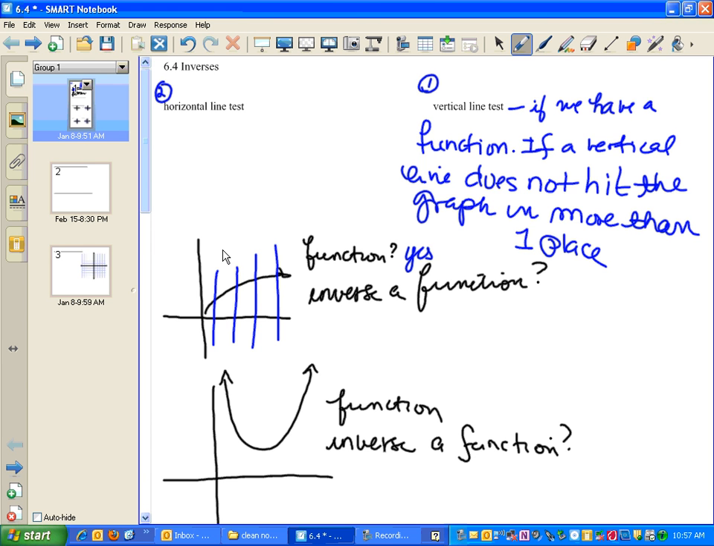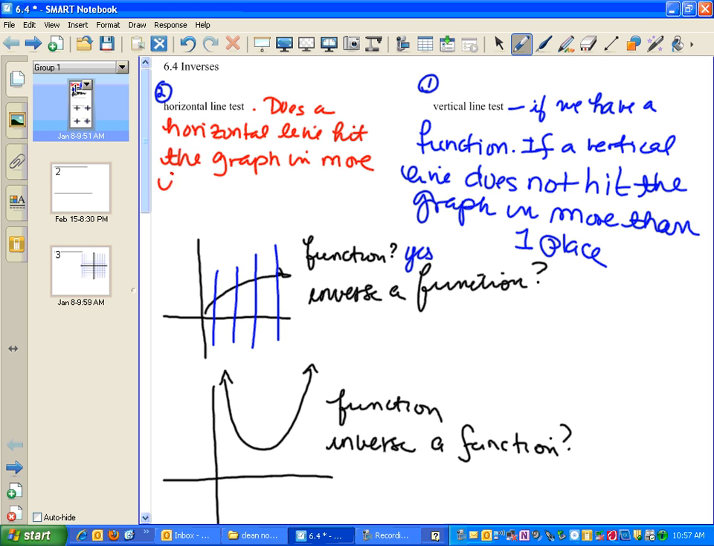So then the horizontal line test is just the same thing as the vertical line test, only it's the horizontal line test. Does a horizontal line hit the graph in more than one place? If yes, then that means the inverse is not a function. If it's no, then the inverse is a function.